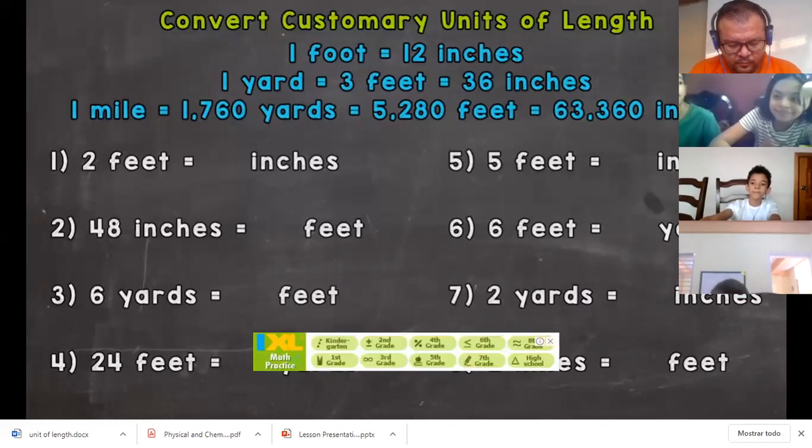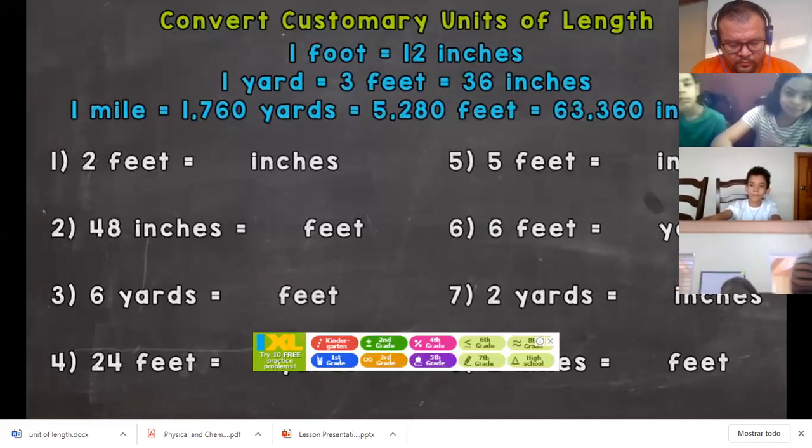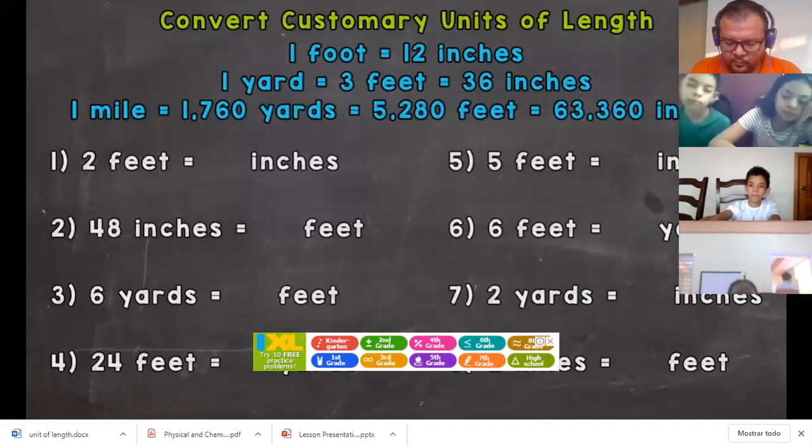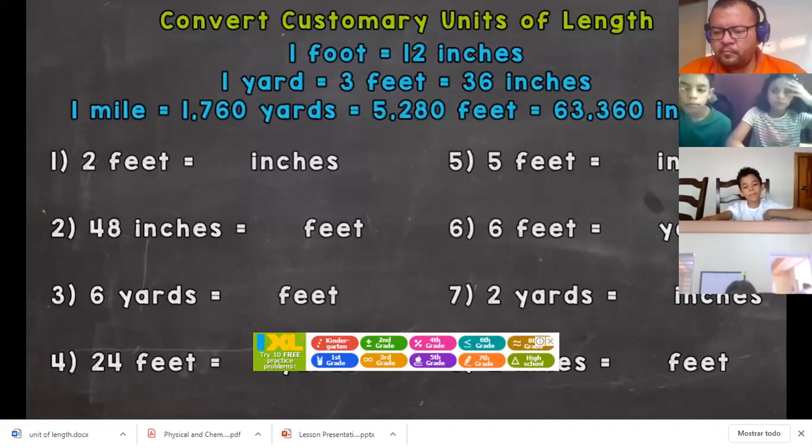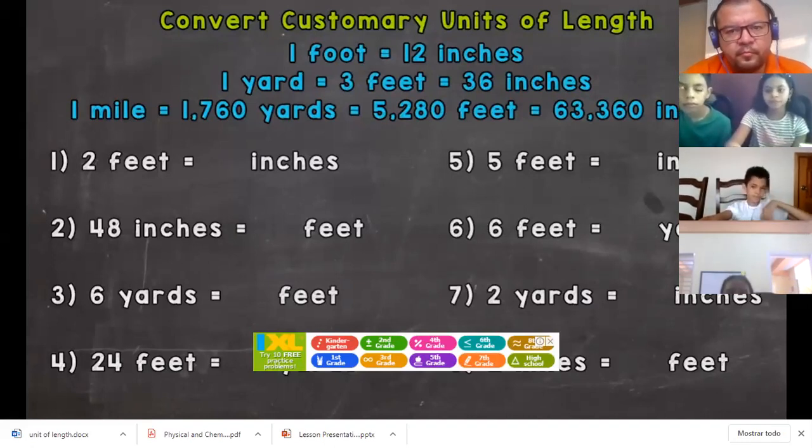So let's jump right into number 1 here, where we have 2 feet equals how many inches. And before I go any further, I want to mention up top in blue at the top of your screen are some very helpful reference notes that you can use to take a look at when you're doing conversions.